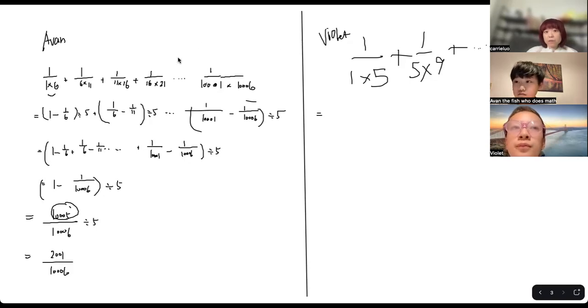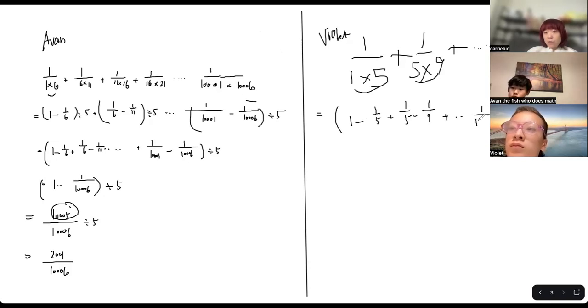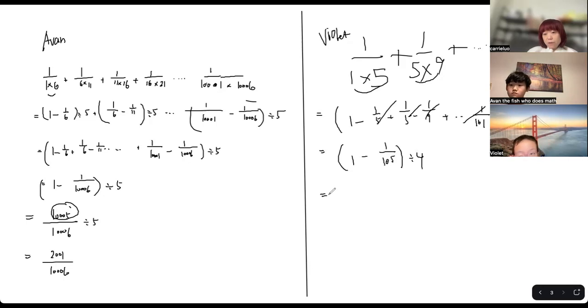So for the next one, for the valid question, I'm going to just simplify because I know the difference between each of the denominators is the same. Therefore, I'm not going to do all the process anymore. I'm just doing 1 minus 1 over 5 plus 1 over 5 minus 1 over 9 and plus all the way to 1 over 101 minus 1 over 105, divided by 4. Get it? Because I've been already doing this so many times, I don't have to do it again, right? So basically, they're all gone. So 1 minus 1 over 105 and divided by 4. Get it? So the answer is 104 over 105 divided by 4.